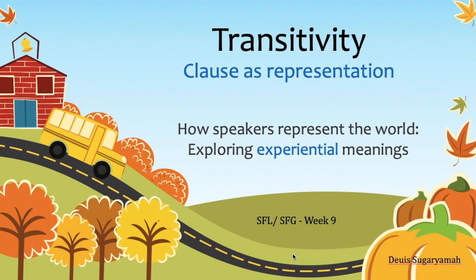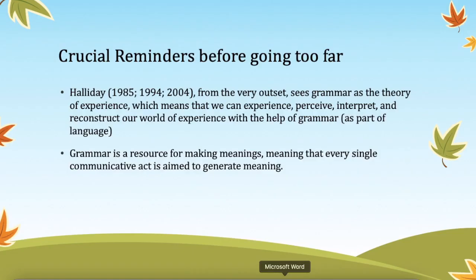Before coming to the term of transitivity, let's have a look at what we know about grammar. Halliday sees grammar as the theory of experience, which means that we can experience, perceive, interpret, and reconstruct our world of experience with the help of grammar, as part of language. Grammar, here, is a resource for making meanings, or what we call semogenesis, meaning that every single communicative act is aimed to generate meanings. We also see grammar and meanings as systems of choice, meaning that our worldview is grammaticalized in a certain fashion.